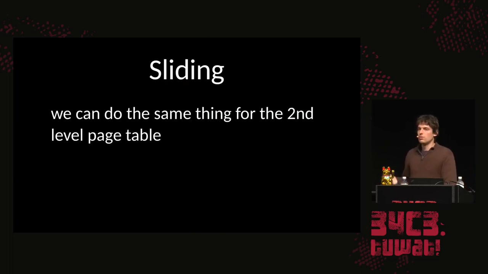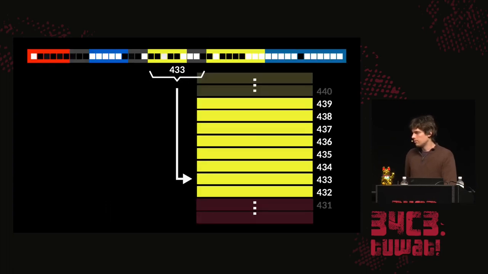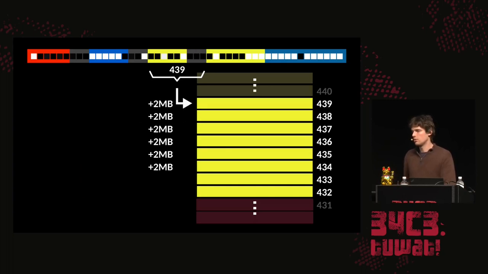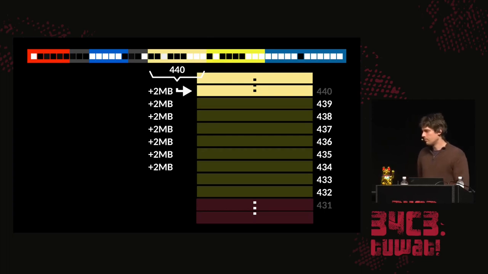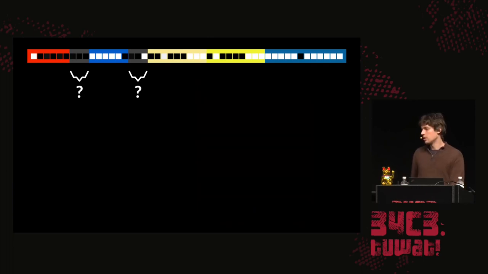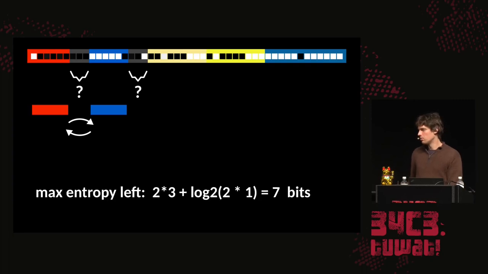This technique we can also do for the second level page tables. This time we add 2 megabytes, 2 megabytes, 2 megabytes, 2 megabytes. Still not that problematic to do from JavaScript. And then we get the whole second level page table entry. So how much entropy is left? Well, we have got 2 chunks of 3 bits, and we don't know which cache line belongs to which page table level. So we are left with 7 bits. And I think for this, there's not a lot to do about this if we want to have good timers in JavaScript. But we can actually do more, because in practice, stuff isn't optimal.